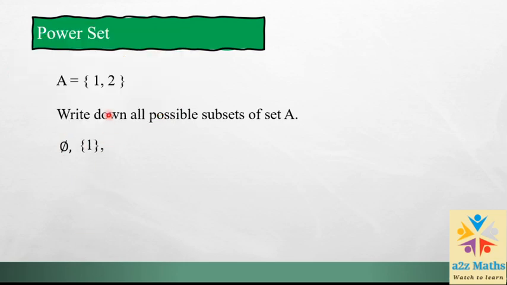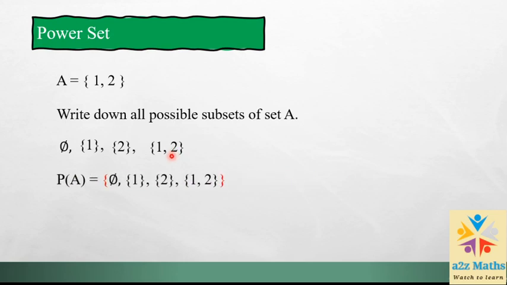Then you pick one element from the set. So 1 comes here, then you pick 2. After picking all individual elements, you pick the other 2 elements together. So now there are a total of 4 subsets we get from set A. Out of these 4, the first 3, if you notice, are proper subsets, and the last one is an improper subset.